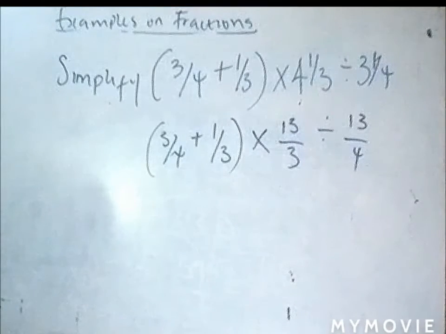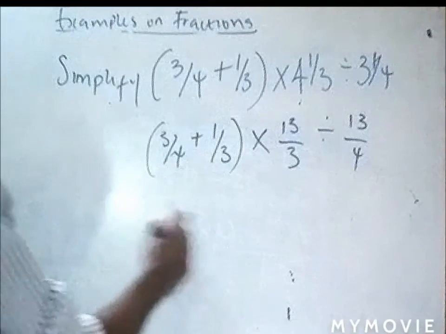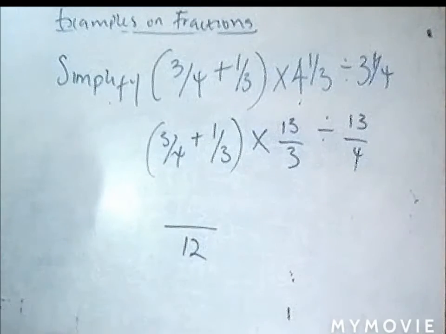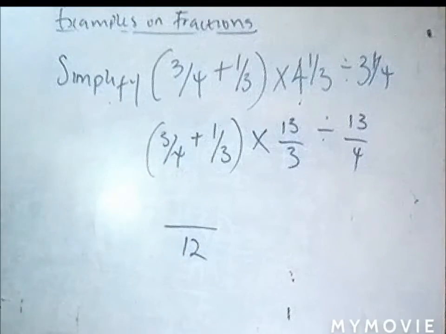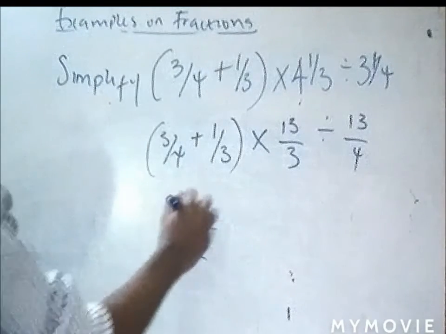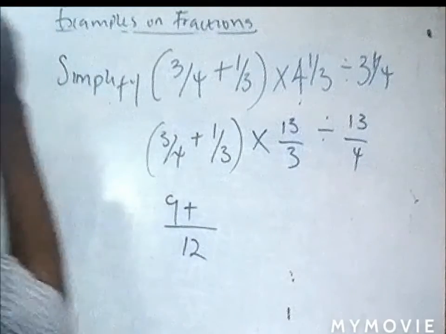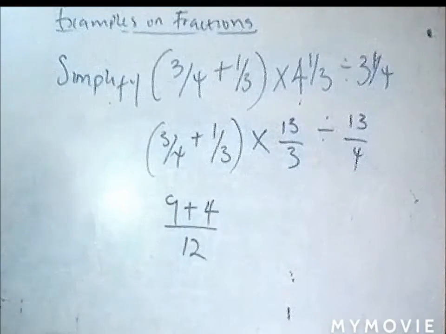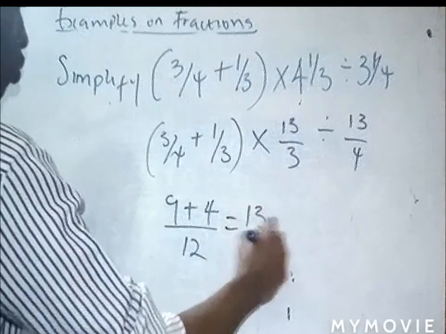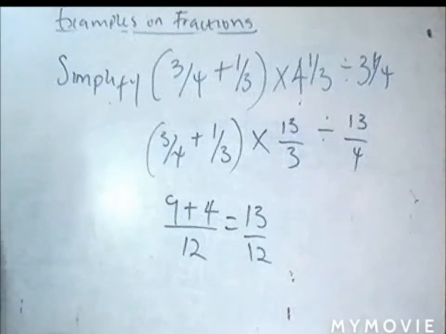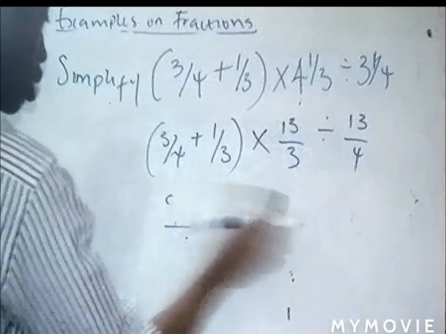So solving with the bracket first, we'll find the LCM of 4 and 3, which is 12. 12 divided by 4 is 3. 3 times 3 is 9. Plus 12 divided by 3 is 4. 4 times 1 is 4. So that's how we add fractions. So now this will give us 13 over 12. So we've gotten this bracket as 13 over 12.